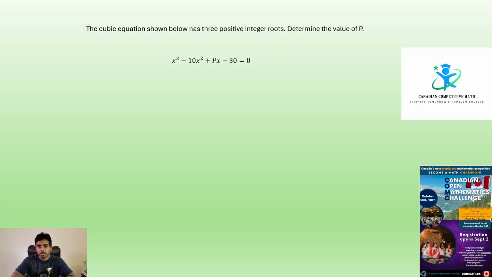So let us see what problem we have here today. The cubic equation shown has three positive integer roots. Determine the value of p. We have x cubed minus 10x squared plus px minus 30 equal to 0. It has three positive integer roots. So we need to find out what the value of p is.